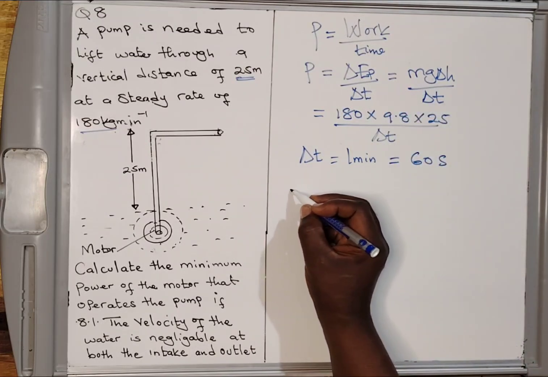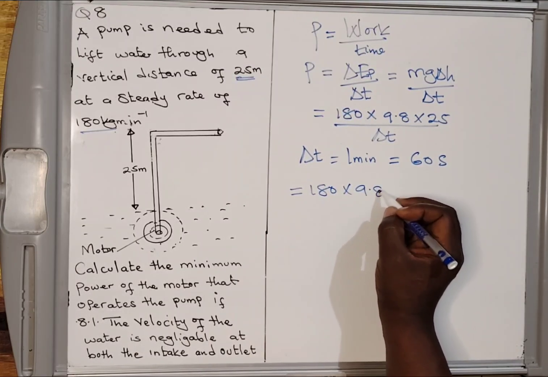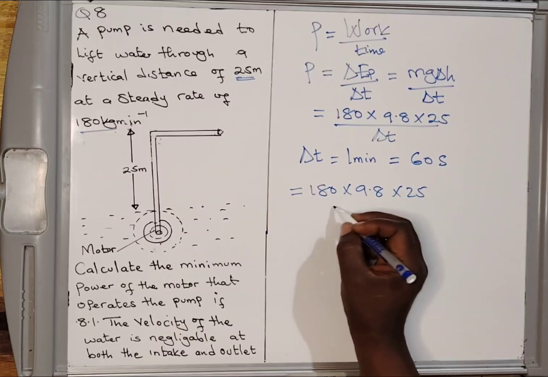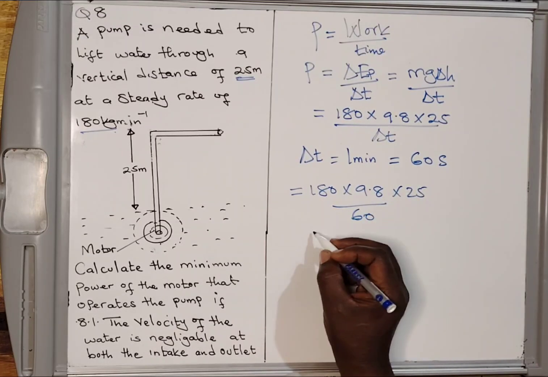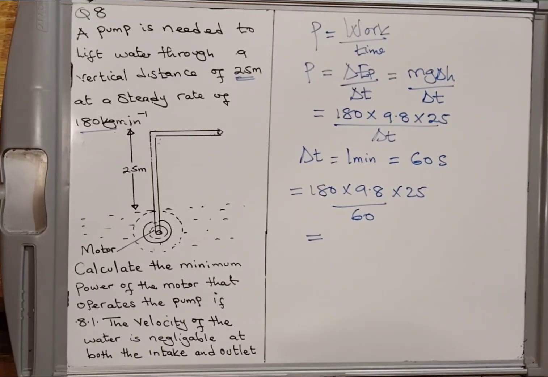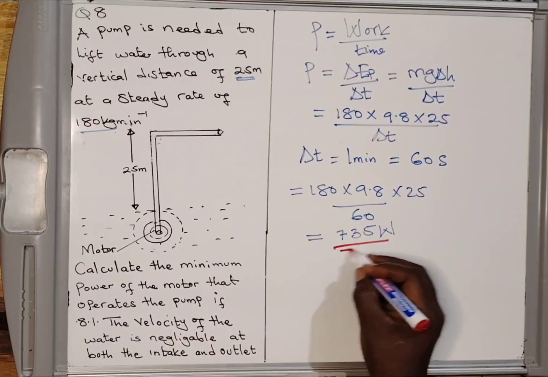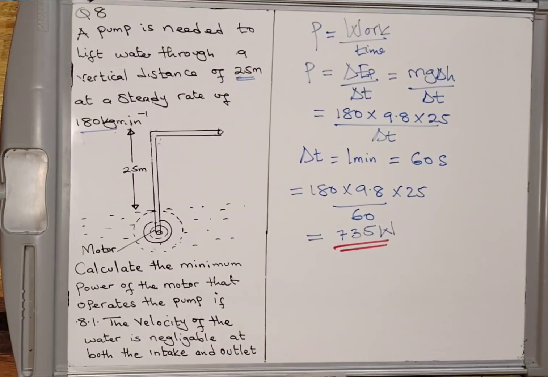So when you substitute there, what do we get? We are going to get 180 times 9.8 times 25 over 60. What you get is going to be your power when you substitute in there. So this is what we get after computation, 735 watts. Okay, let us look at the next question on this very setup.